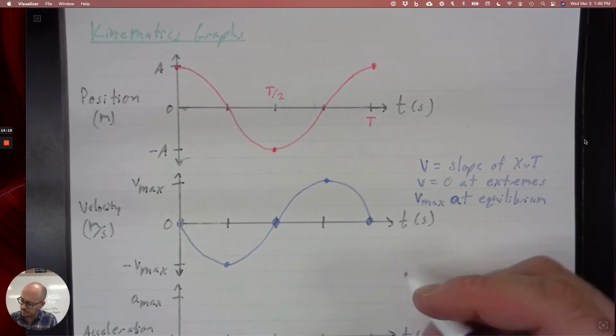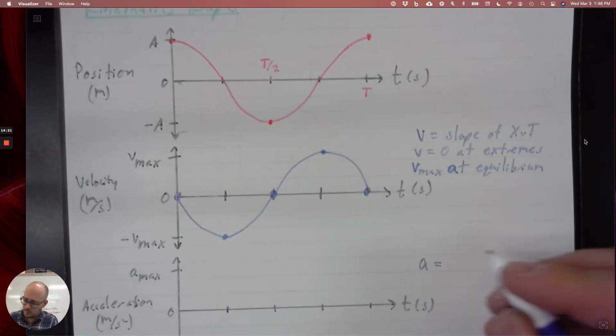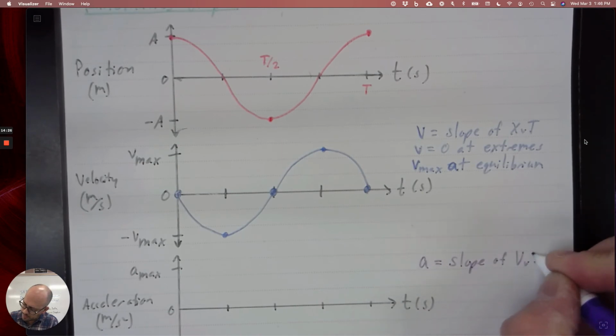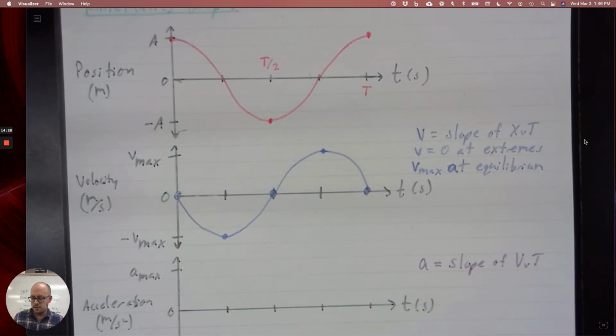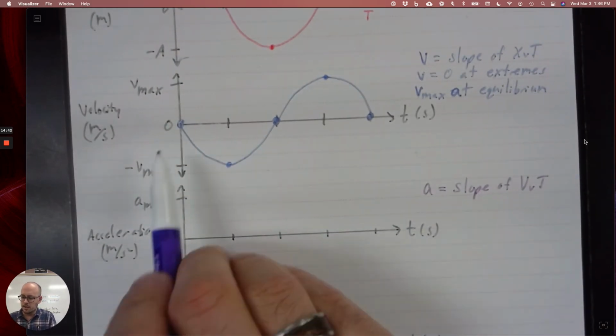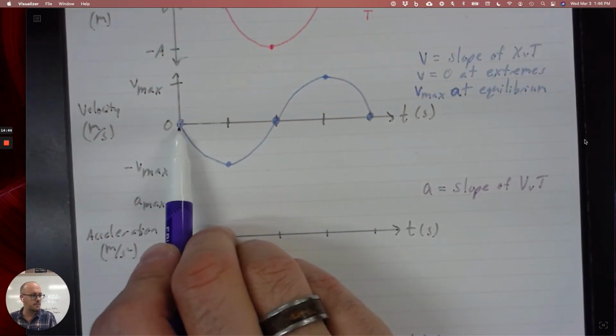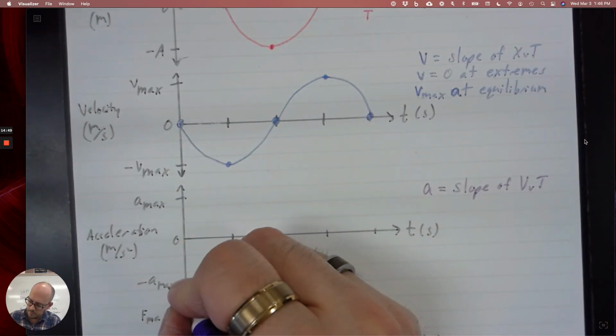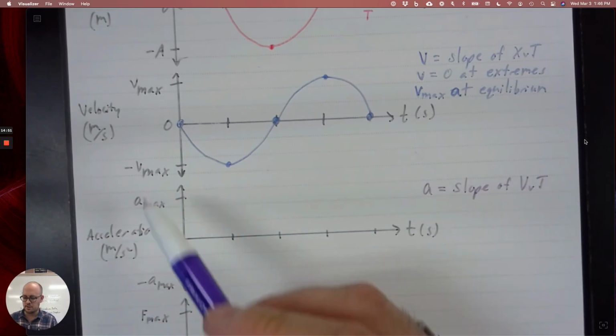For acceleration, again, acceleration is the slope, but it's the slope of the velocity versus time graph. So here's the hardest one to do because acceleration is tough. So we're going to rely on slope, and then we're going to kind of work backwards for this one. So the slope at this point is negative because this line is going down. So I'm going to put the most negative acceleration at time 0.